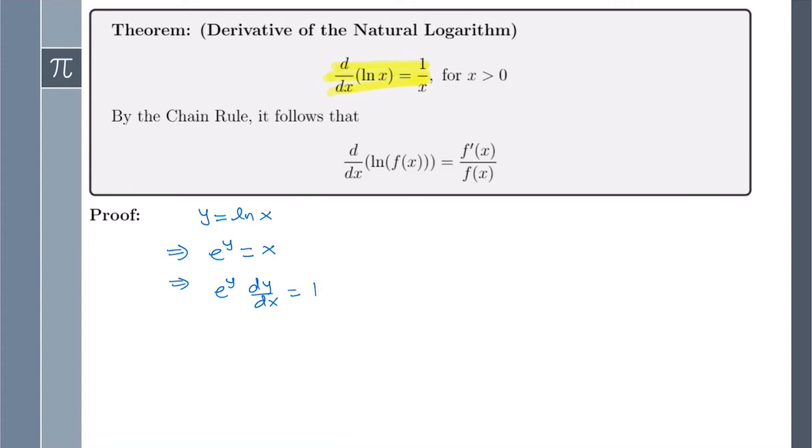derivative of x is 1. Now if we divide by e to the y on both sides, we get dy over dx equals 1 over e to the y. And then we know that e to the y is just x, so dy over dx equals 1 over x. So that's why the derivative of natural log of x is 1 over x.